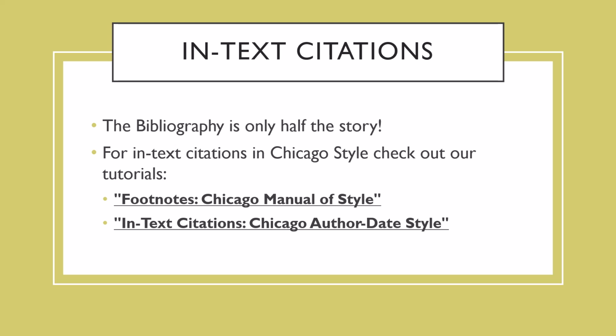But the bibliographic citation is only one half of a complete Chicago-style citation. Every Chicago-style citation has two parts, the bibliographic citation and the in-text citation, which, depending on the type of Chicago-style citation you're using, will either take the form of a footnote, or if you're using Chicago author date style, you'll be using parenthetical in-text citations. Why do you need both of these elements? Well, the bibliographic citation helps your reader know what source you got the information from, but doesn't tell the reader what part of your work was taken from that source, nor does it tell the reader where in the source you got that idea or quote. To learn more about in-text citations, check out our tutorials, Footnotes, Chicago Manual of Style, or In-Text Citations, Chicago Author Date Style.